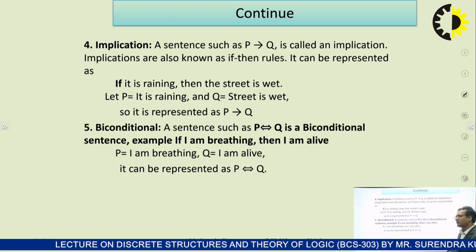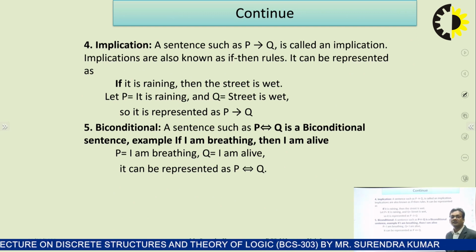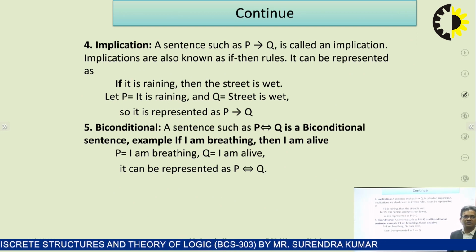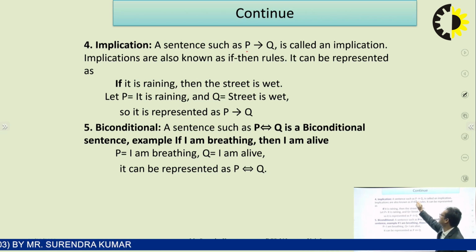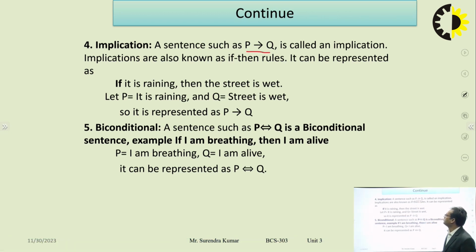So in this way you can use these three connectives or logical connector operators. Next is implications. These are some conditional based operators. So how the condition works: you can represent this implication with the help of this single arrow. A sentence such as P implies Q is called implication, and that implication is also known as if-then rule.